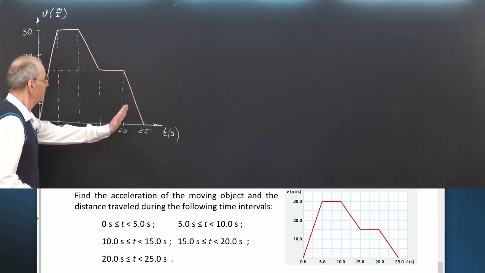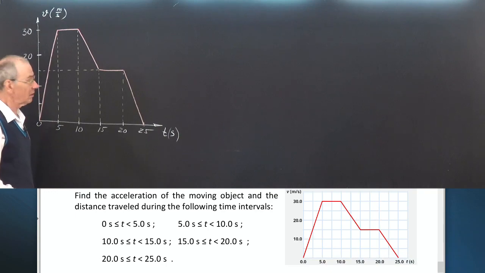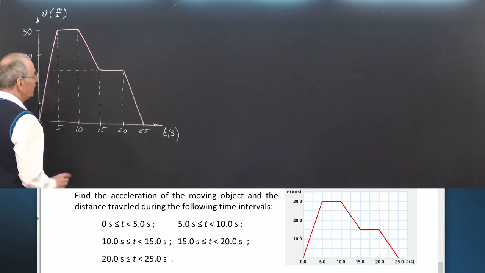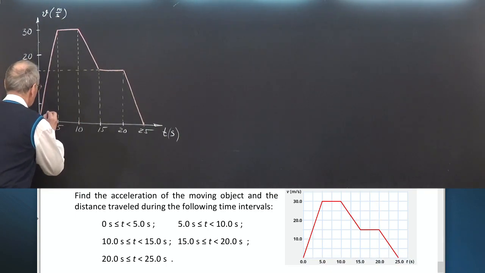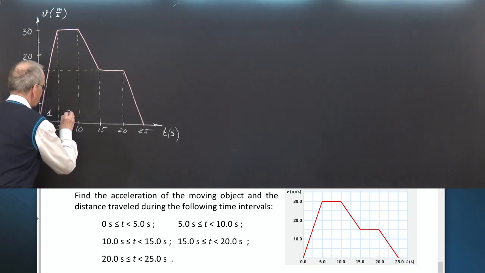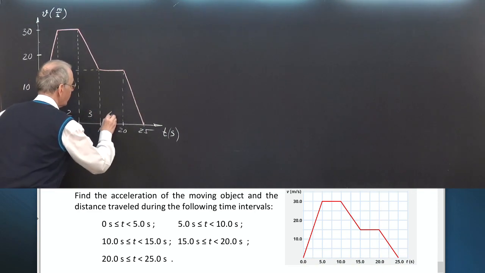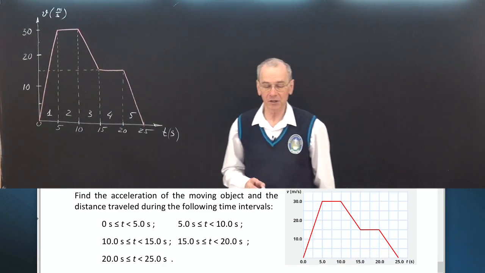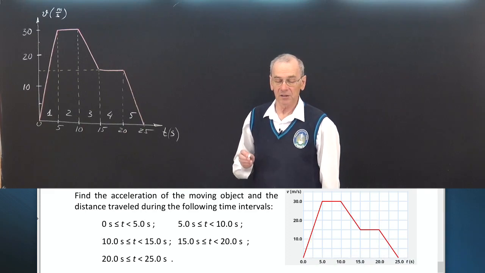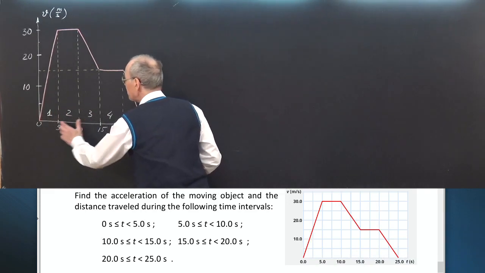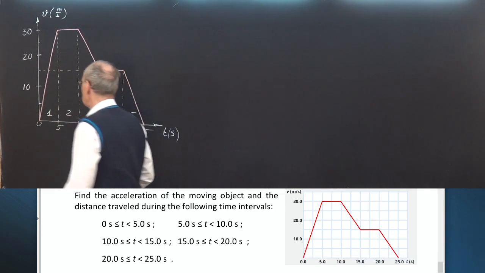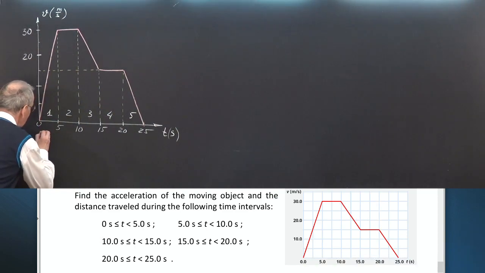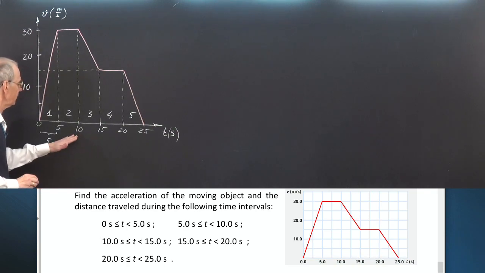The whole travel can be divided into 5 parts. The first part, the second, the third, the fourth, and the fifth. We have to find acceleration and distance traveled during each part. This interval is 5 seconds. Other intervals have the same duration.